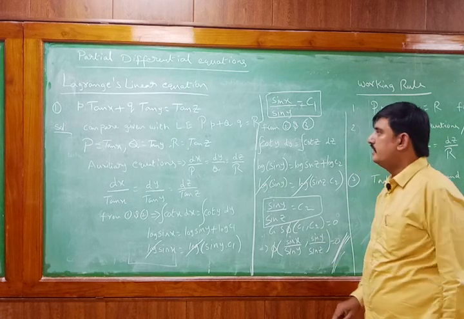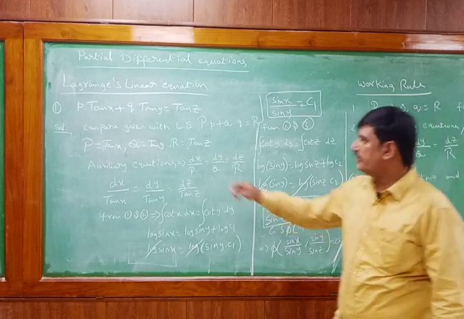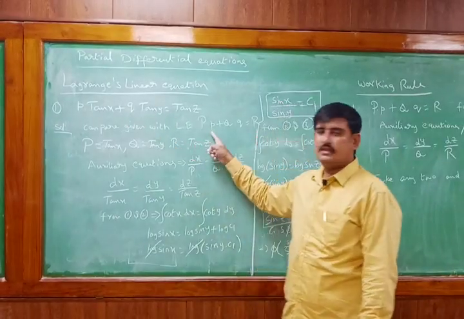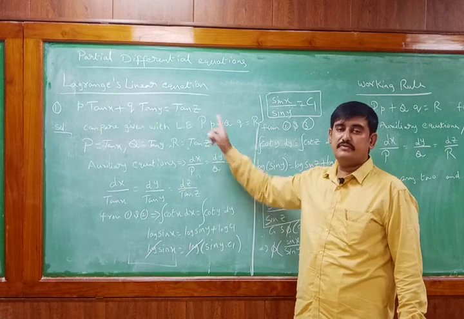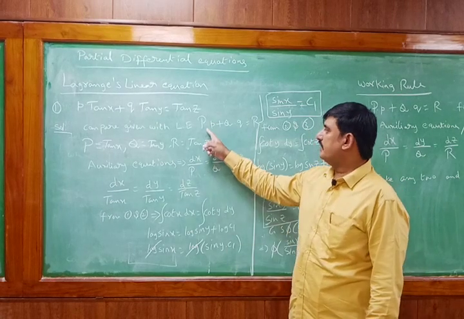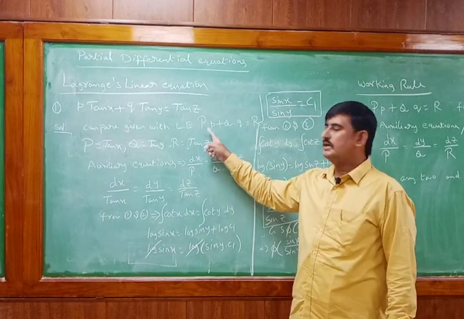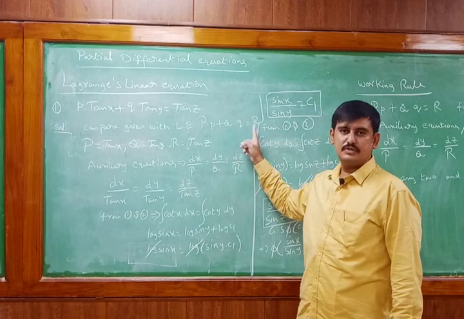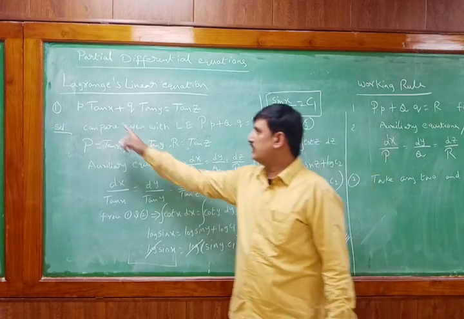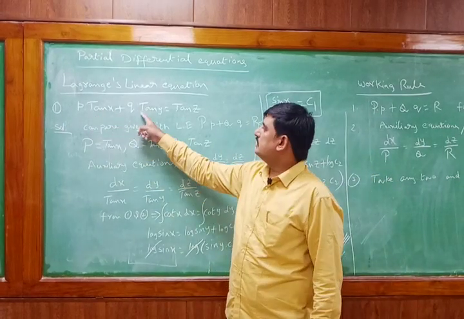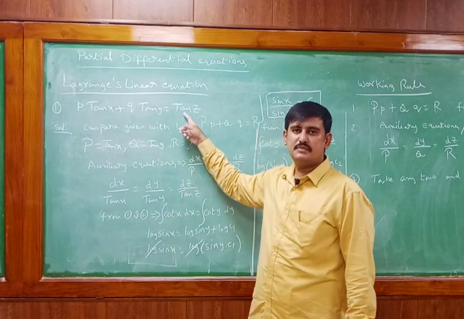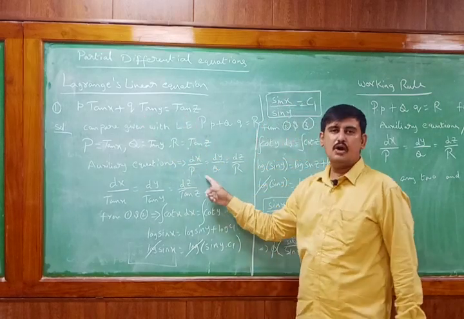That's it. Okay. So I will explain one more time what we have to do. First you need to compare with Lagrange's equation. Identifying the problem is very, very important. Compare with Lagrange's equation, capital P small p plus capital Q small q is equal to capital R. What is my capital P? Tan x. What is my capital Q? Tan y. What is my capital R? Tan z.